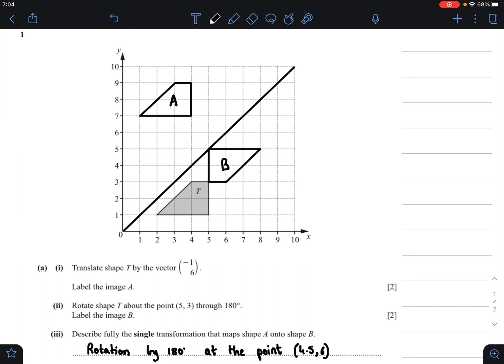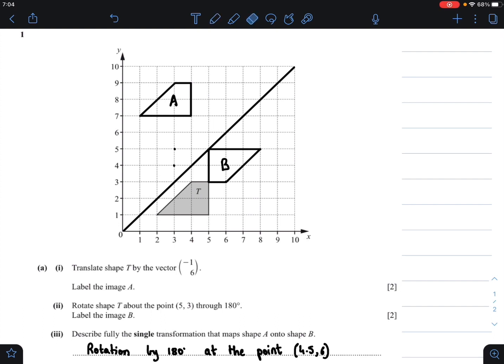So let's draw the reflection. It would be pretty straightforward. All you need to do is reflect it exactly as it is. So your bottom left vertex would come over here, the top left vertex would come over here, your top right vertex would come over here, and the last point would come over here.